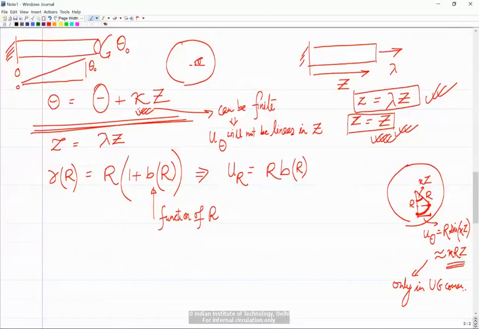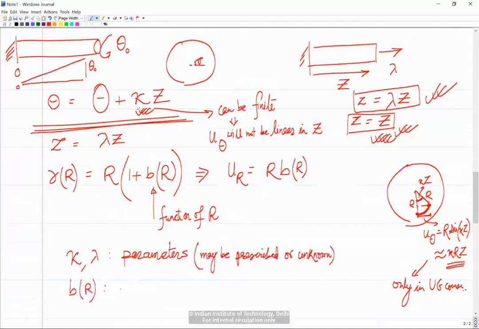So you see, what are our unknowns here then? The unknowns are kappa, lambda, which are just parameters. Or you may have even prescribed it. It may be that you are prescribing kappa and lambda. So it is maybe prescribed or unknown. But this BR, that's a functional unknown, isn't it?